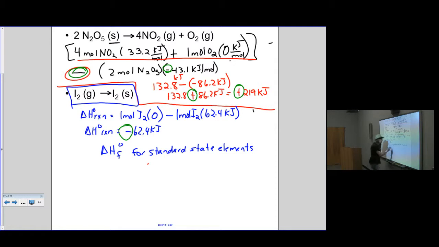The standard state of elements is always equal to 0 kilojoules per mole. Oxygen, O2, is 0 kilojoules per mole. Carbon as graphite is 0 kilojoules per mole. Neon as a gas is 0 kilojoules per mole. So anything in its standard state in the enthalpy table is going to be a 0.